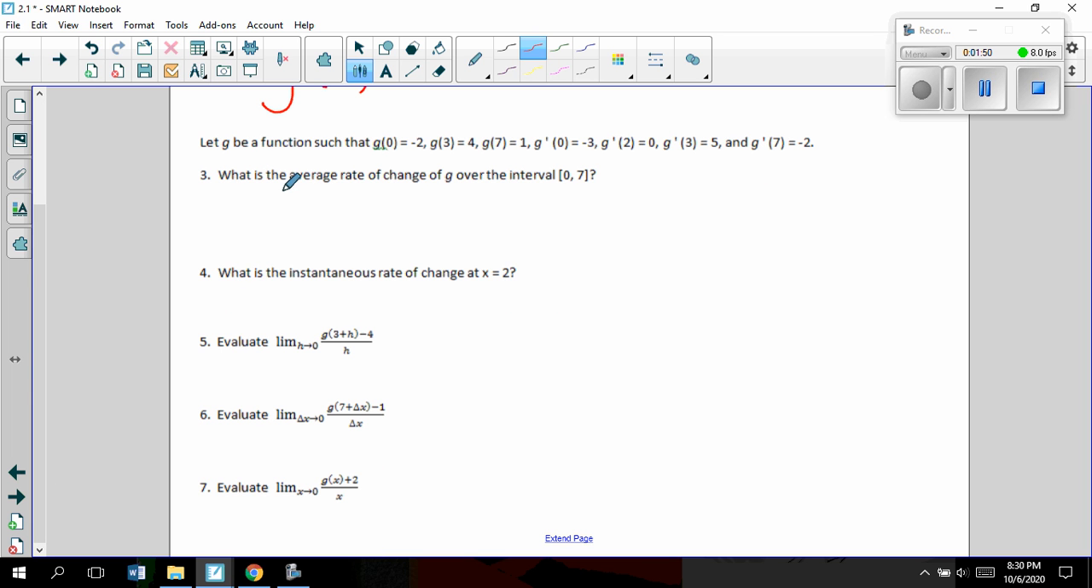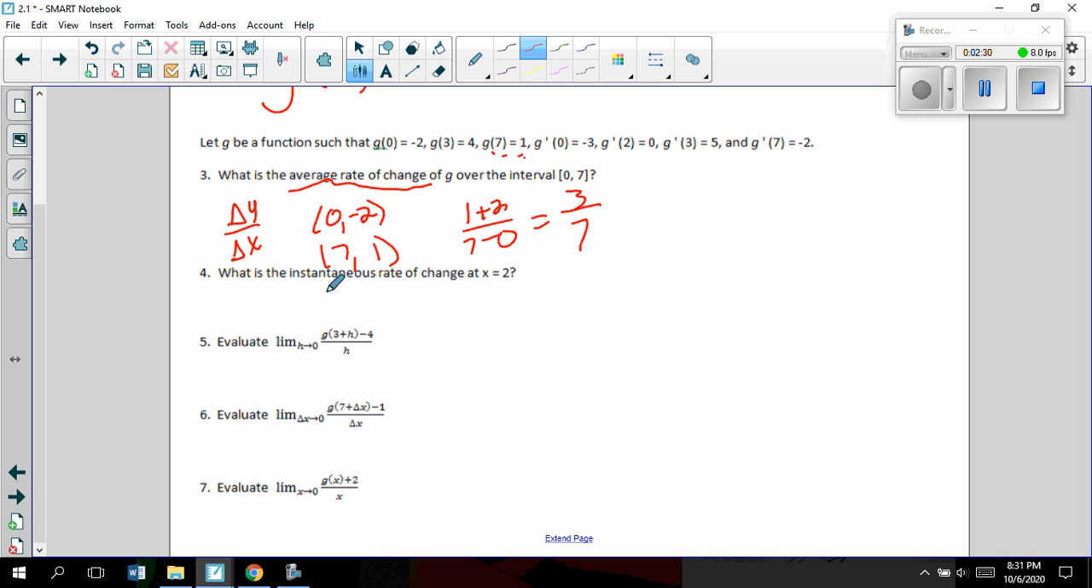All right, going to 3 then. Now 3 asks you for an average rate of change. Average is just the difference quotient. So tell me a change in Y and tell me a change in X. When I look at my interval, it's 0, 7. At 0, my point is 0, -2. At 7, I have to find G of 7, and I am at 1. So this is just slope. I would have 1 minus -2 over 7 minus 0, so it's just 3/7. Average rate of change is just the difference quotient, so take your 2 points and find the slope.